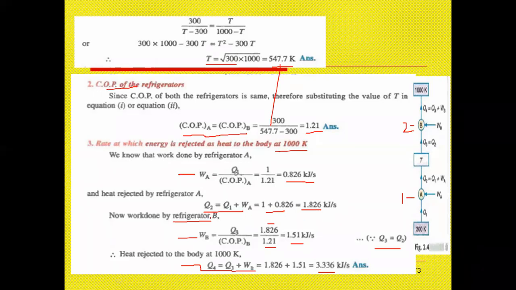Now the same thing for refrigerator B. A is finished, here it is B. Q3 by COP of B, so 1.826 divided by 1.21 is equal to 1.51. The heat rejected to the body at 1000 Kelvin, Q4, is equal to Q3 plus WB, that is 1.826 plus 1.51.